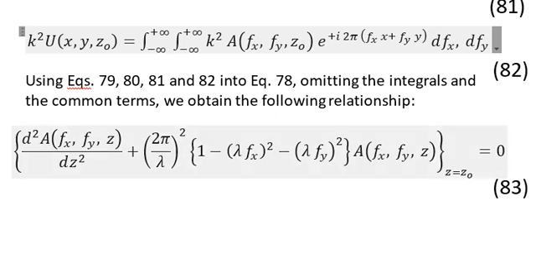So we have d² over dz² operating on the angular spectrum A of fx, fy, z, and then we have some terms: the square of 2π over λ, and then in the curly bracket 1 minus (λfx) whole squared minus (λfy) whole squared, and then we have again A as our angular spectrum at the end, that is A of fx, fy, z. The curly bracket will be evaluated at z equal to z naught, and then that is equal to 0. So this is equation number 83.